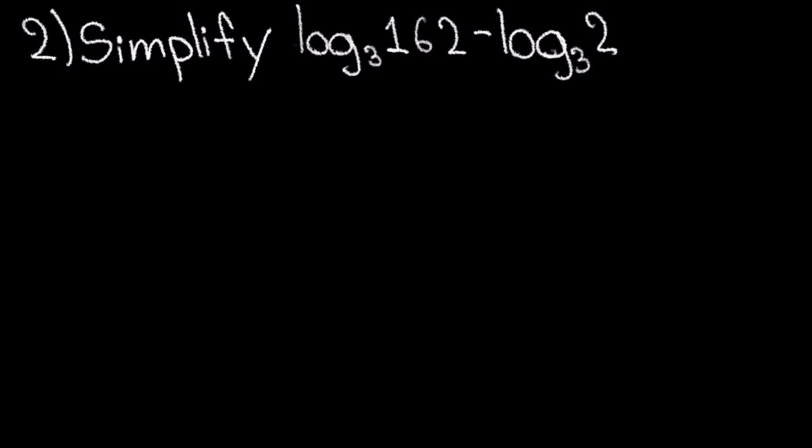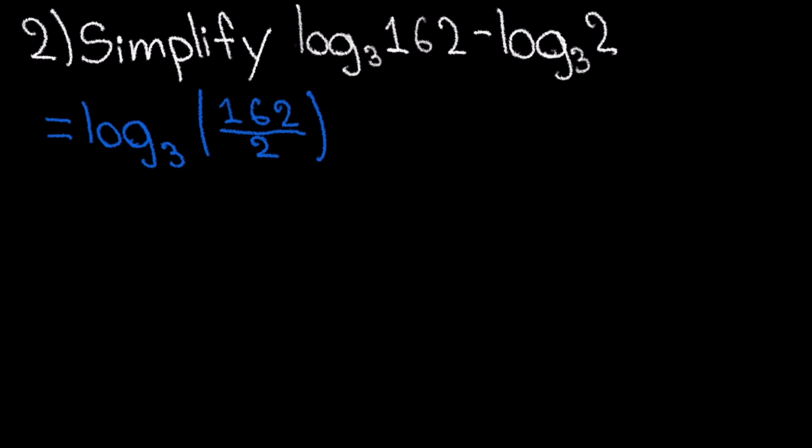Let's do another example. This time, try pausing the video and see if you can figure it out on your own. So I am immediately able to recognize that we have logarithms of the same base being subtracted. This means that we can use the quotient rule. This is going to give us log base 3 of 162 divided by 2. This is equal to log base 3 of 81.